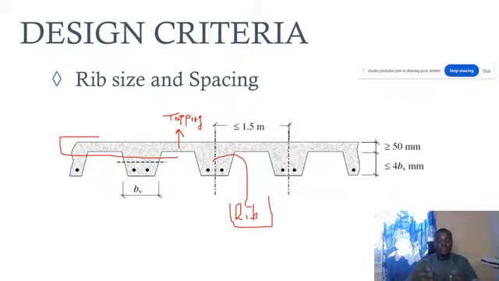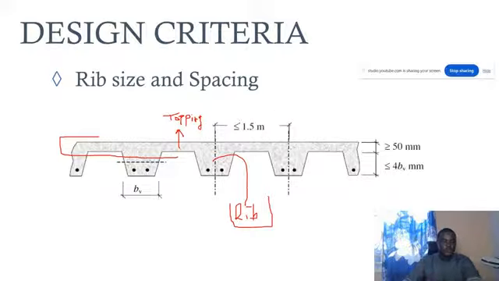So whatever goes for the BS code usually goes for the Euro code. Because of that, I'm going to be extracting the table that I mentioned in the BS code. In that table, you see the minimum thickness for your topping. But here you can see this is the maximum spacing allowed between your ribs.